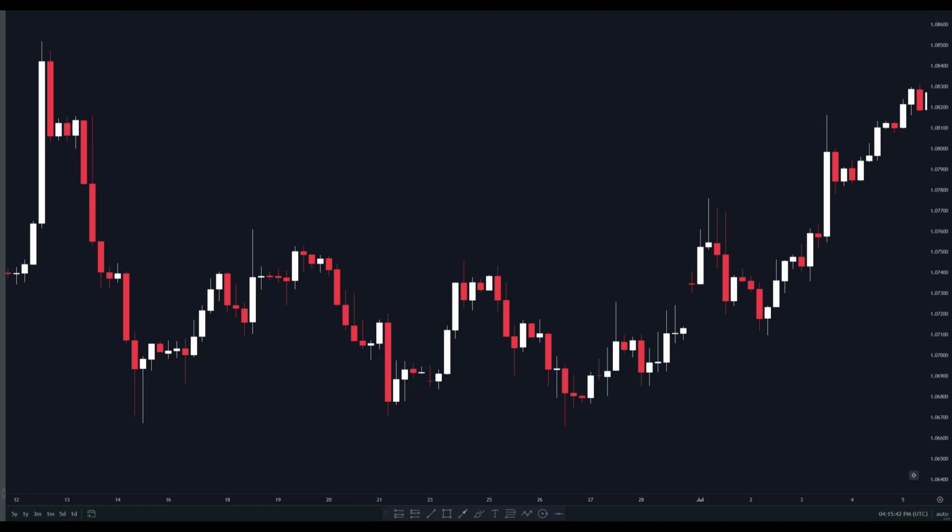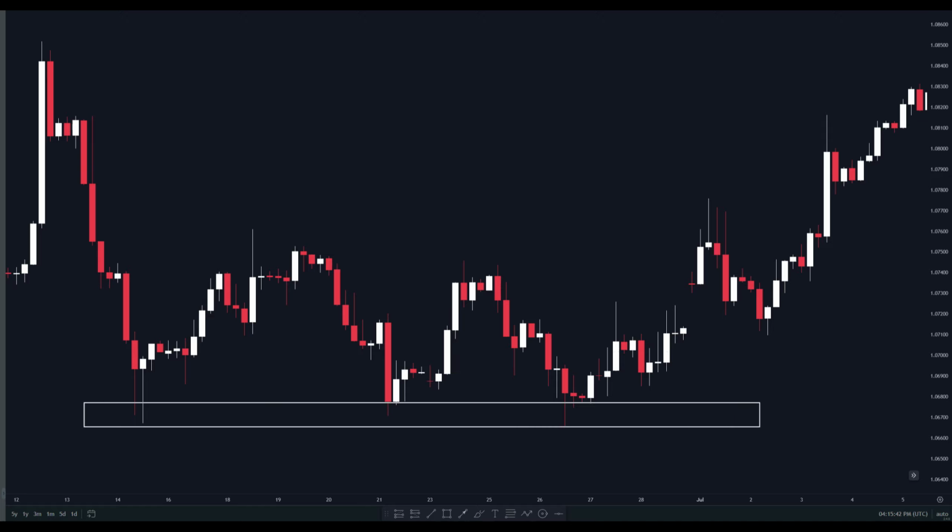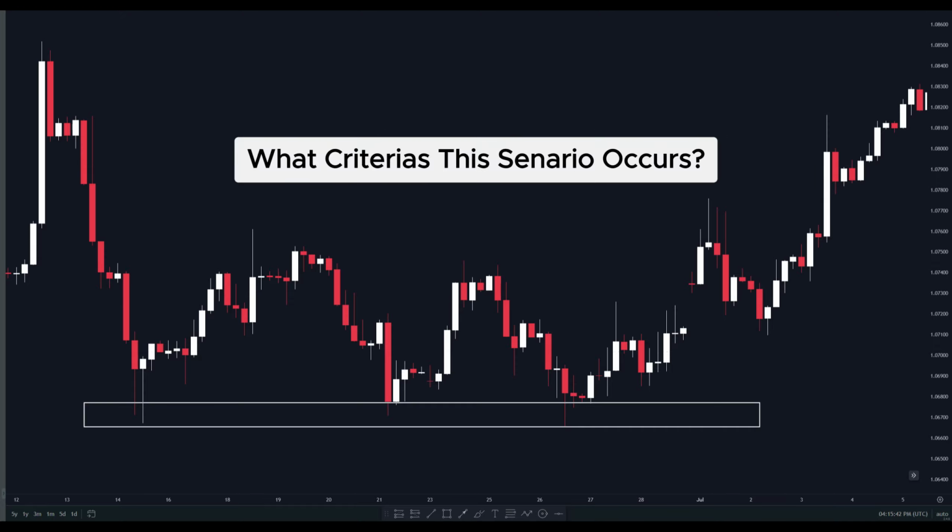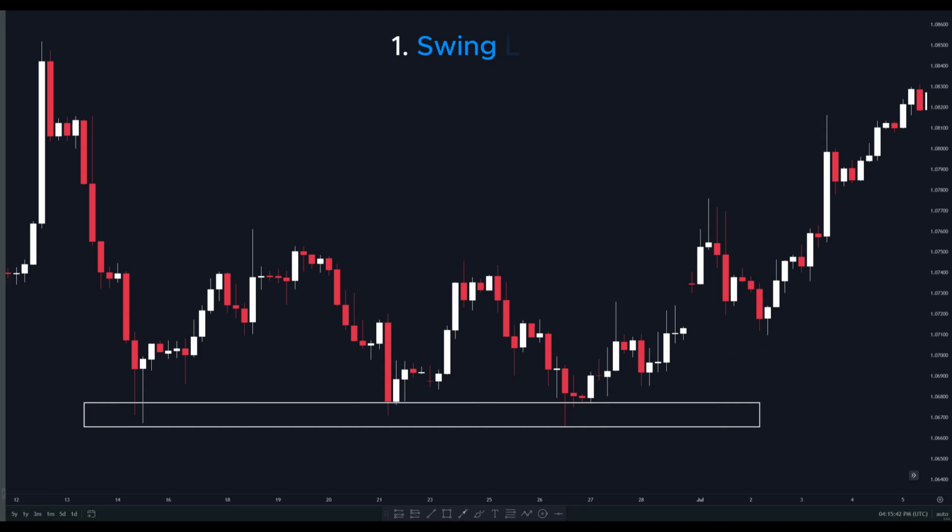Here's another example. Starting from the bottom, we have 3 rejections here. So we highlight this level. So again we will find what criteria this scenario meets that will make it a good level of support. First, this level is a swing low point. It means that this is the lowest point hit by the price recently.